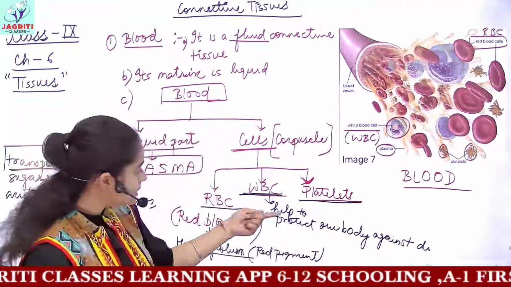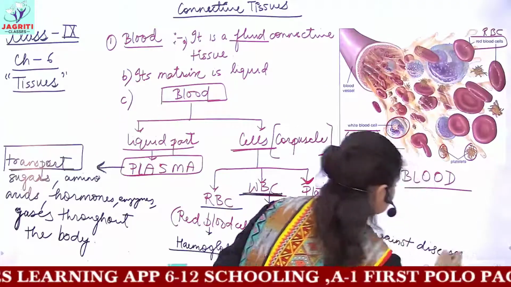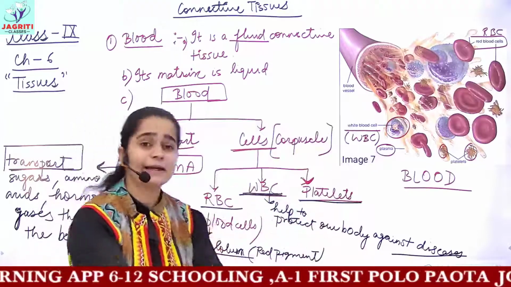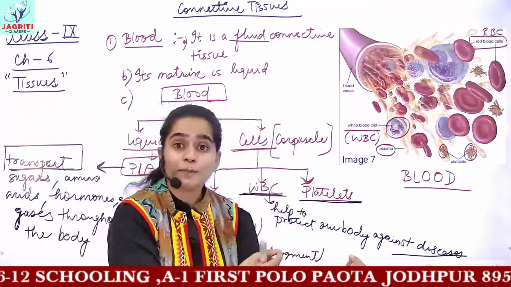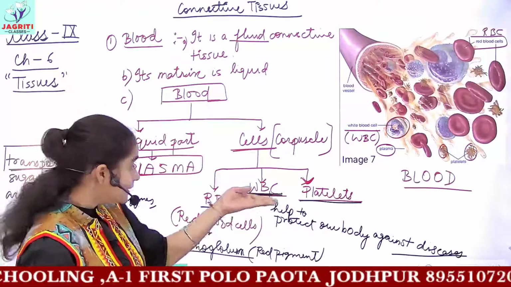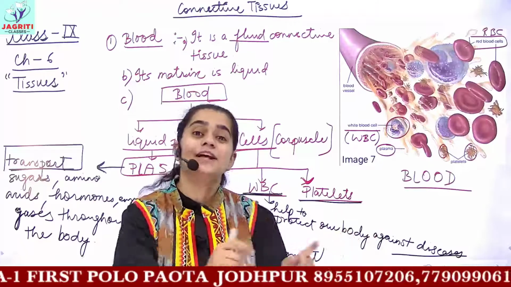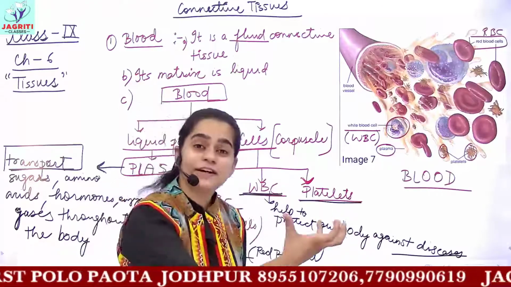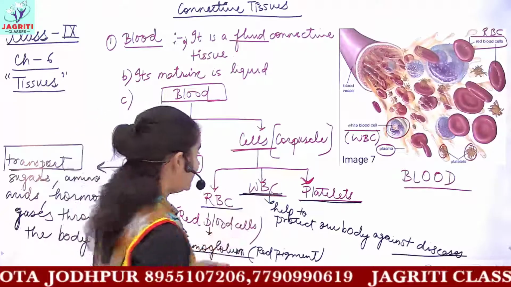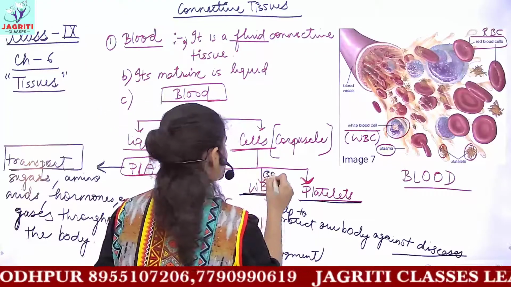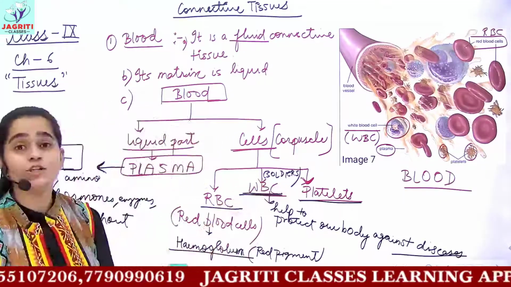So these WBC help to protect our body against diseases or against any foreign particle, any external particle which wants to enter our body. If that foreign particle is new to our body, then these WBC act as soldiers and they fight with that external particle so that the external matter cannot cause any harm to our body. So in turn, they are also called the soldiers of the body. These WBC are called soldiers.